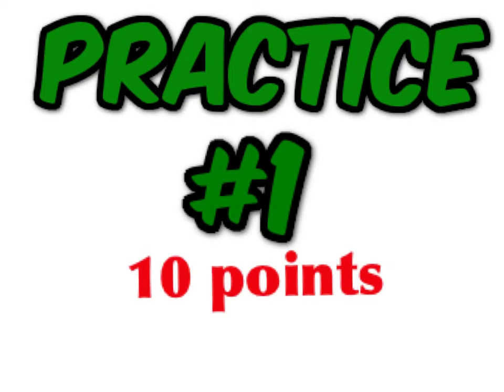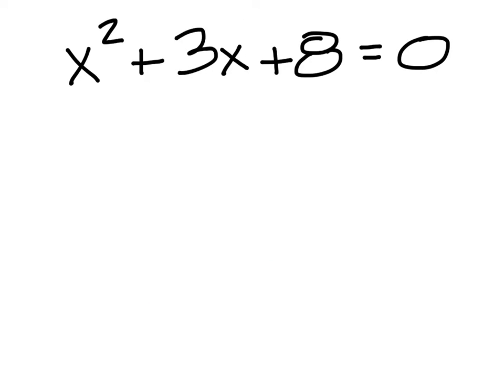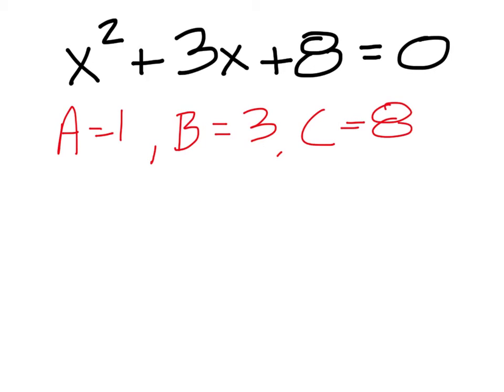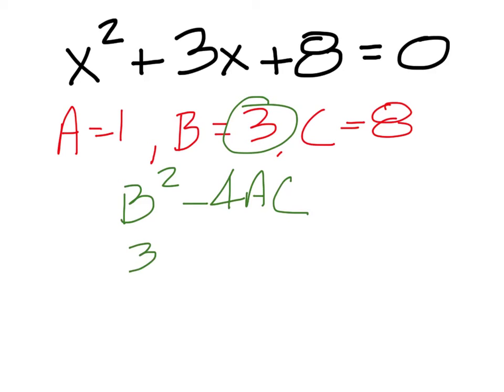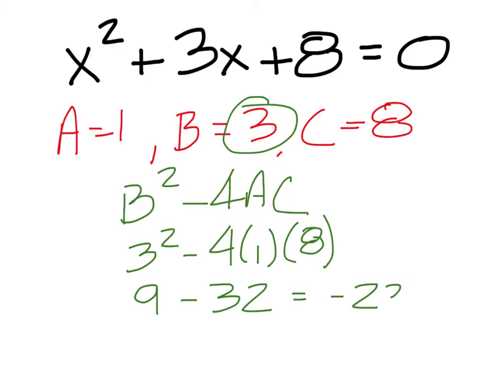Practice 1. x squared plus 3x plus 8 equals 0. What is a? b? c? Alright. The discriminant is b squared minus 4ac. So insert that for b, and then your a is 1 and your c is 8. That's 9 minus 32, which is -23. That means we will have an imaginary solution.